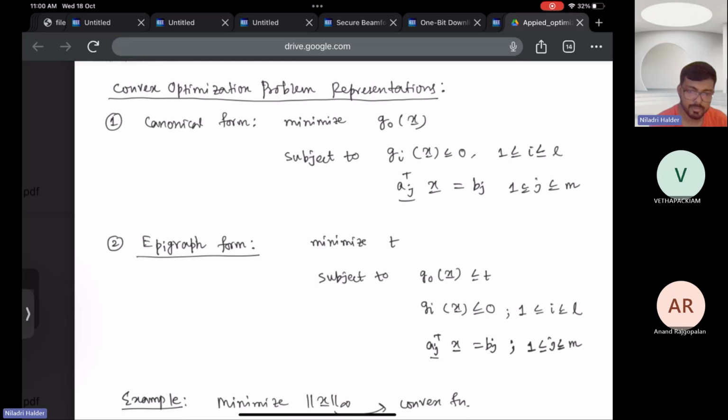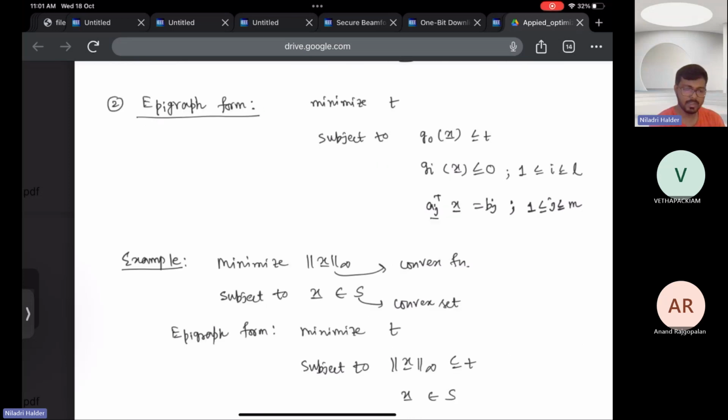So these are for complex optimization problem representations. There are two forms: one is canonical form, another one is epigraph form. Canonical form is the normal form, what we have written up to now: minimizing g0(x) subject to gi(x) less than or equal to 0 and aj transpose x equal to bj. And for the epigraph form, the objective function goes into one constraint itself and we just minimize another variable t. That means it's the same as minimizing t subject to g0 less than or equal to t, and all other constraints will be the same. So this is just the epigraph form.